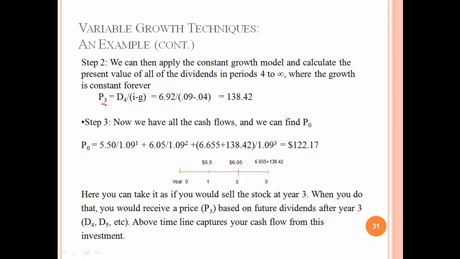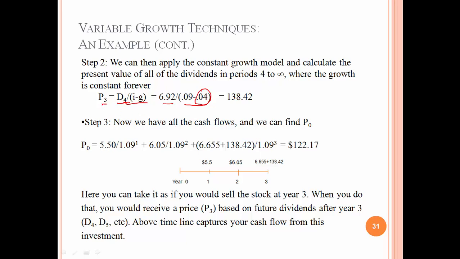Remember, before we mentioned that when we use the constant dividend growth model, if you want to calculate P3, you use D4, which is 3 plus 1. Right? So you use D4 divided by I minus G, and we can calculate the price of the stock at the end of year 3, which is 138.42, based on D4 divided by I minus G, I being 9% and the growth rate being 4%. So here you are using the steady lower growth rate later, the 4%. You're not going to use the 10% high growth rate here.